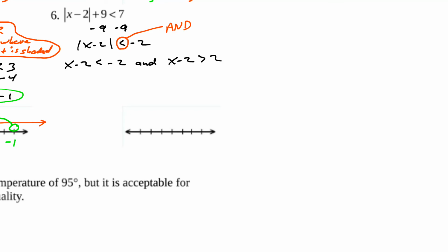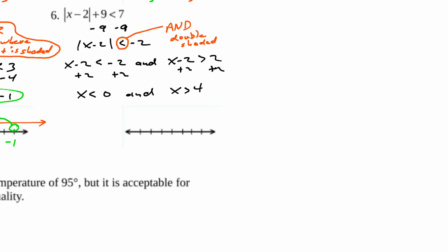Now let's solve both of these. So we're going to add 2 on both sides. And our inequality on the left now becomes x is less than, well, negative 2 plus 2, that is 0. And we'll solve our inequality on the right, so we'll add 2 on both sides. And for this one, we'll get x is greater than 2 plus 2, that is 4.